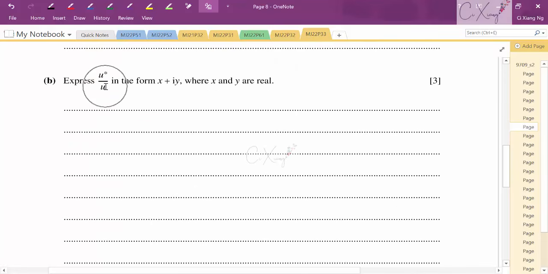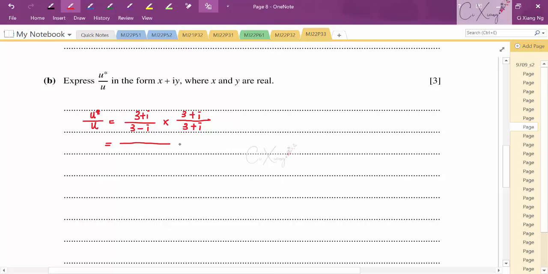They want us to express u star over u in the form of x plus yi, where x and y are real. Let's start with u conjugate divided by u. u conjugate is 3 plus i, as we mentioned just now, and u is 3 minus i. This is a fraction with a complex number in the denominator, so we should rationalize it. To rationalize it, we multiply the fraction by the conjugate, 3 plus i, on the denominator, and the same on the numerator so that it is still the same equation.